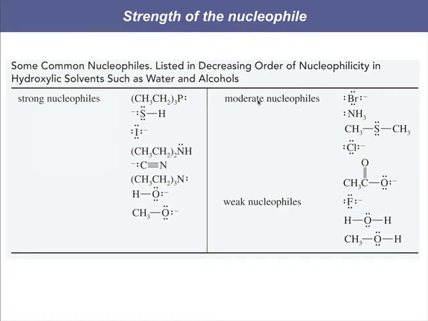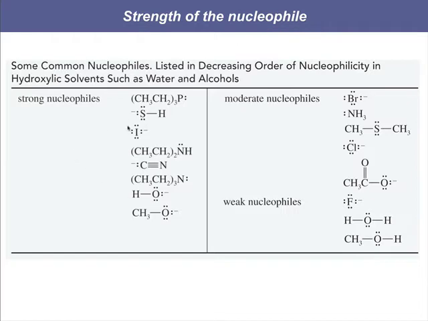Moderate nucleophiles, things that are a little bit weaker, might be bromide, ammonia, neutral, okay? Dimethyl sulfide, again neutral, chloride. And then weak nucleophiles are things that are very stable. So F-, very electronegative, not willing to donate its electrons. Here's acetate, resonance stabilized oxygen. Water, stable neutral molecule. Methanol, stable neutral molecule.